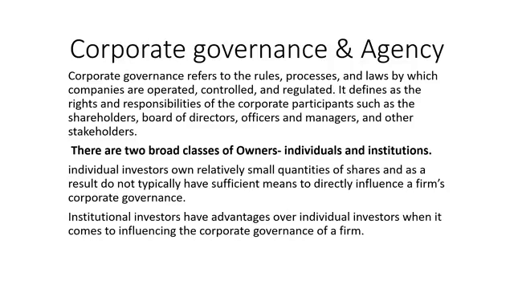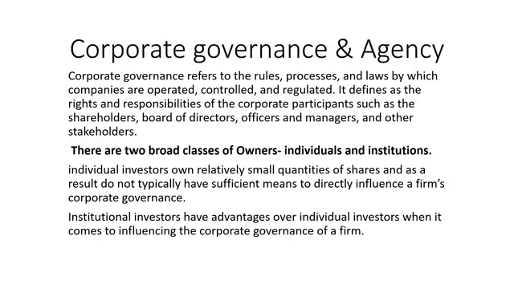For the first chapter, we have corporate governance and agency, and we define corporate governance as the rules, processes, and laws by which companies are operated, controlled, and regulated. It can also be defined as the rights and responsibilities of the corporate participants, such as shareholders, stakeholders, the BOD, and so on.